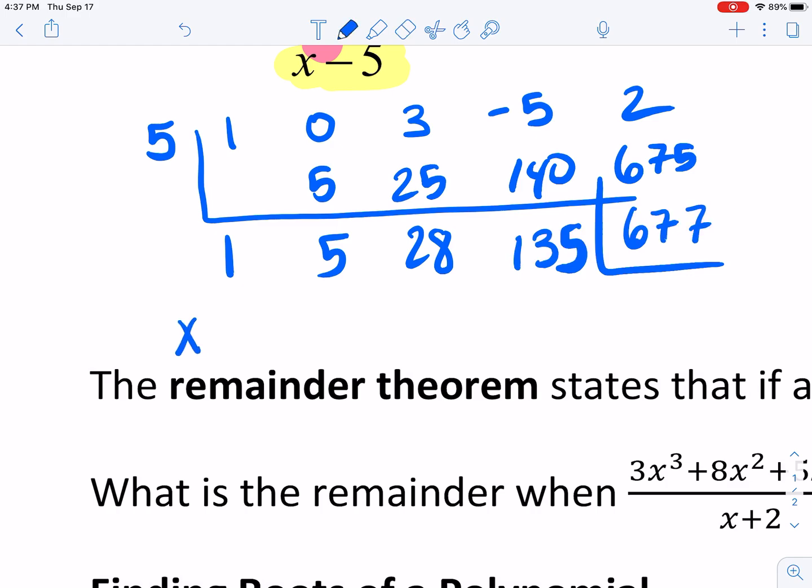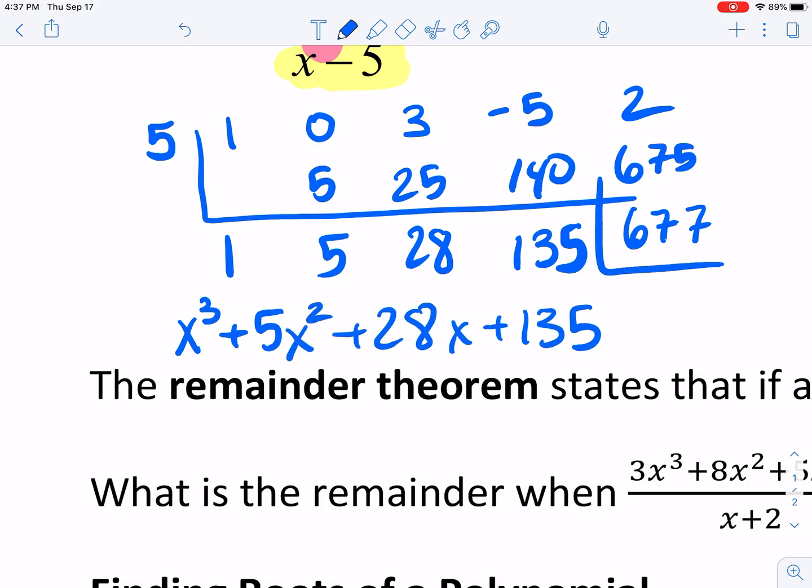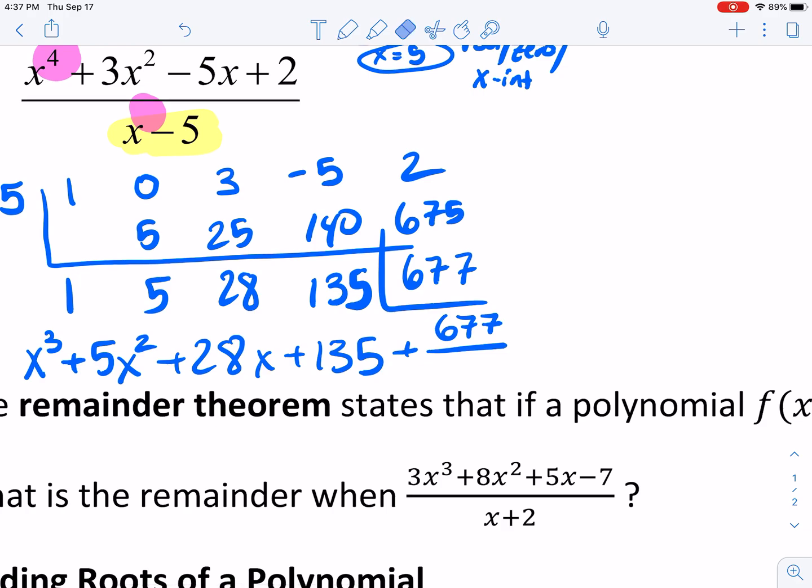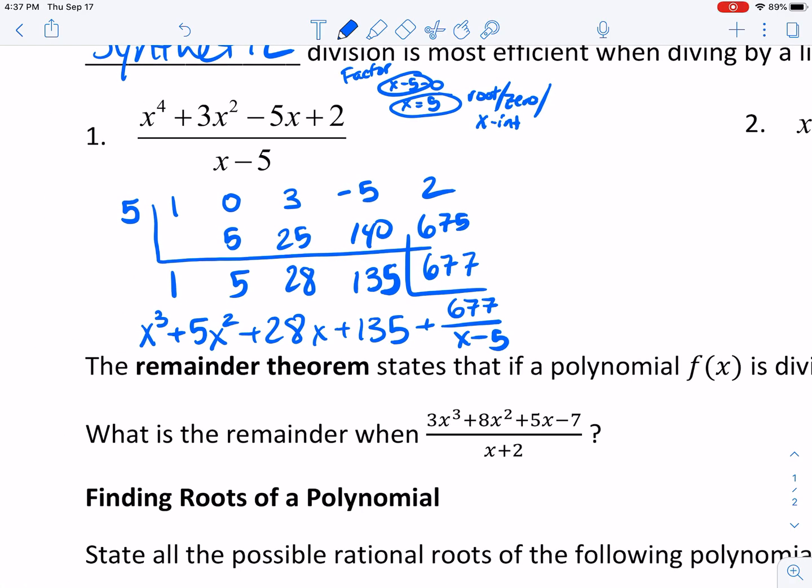So that's our final answer. This becomes 1x cubed plus 5x squared plus 28x plus 135 plus there was a remainder of 677 over, well, what were we dividing by? We were dividing by x minus 5. And that's our final answer for that problem.